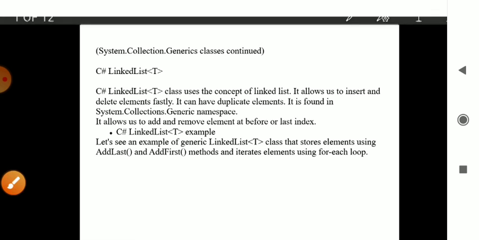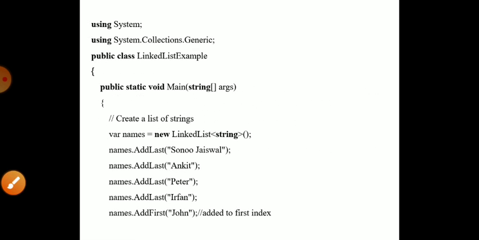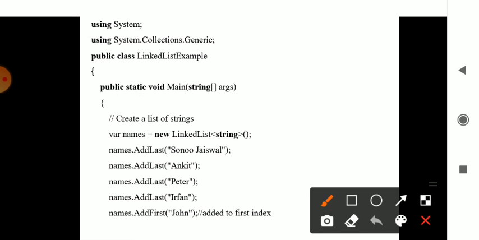So we will check out the program here. Here you can check the same program which was used earlier. Linked list, your main method. You have the variable names, new LinkedList, it is being used with the string type. And in the names object, dot AddLast. All the elements are added last here. Only John is added first. AddFirst means it should be inserted at the first level.